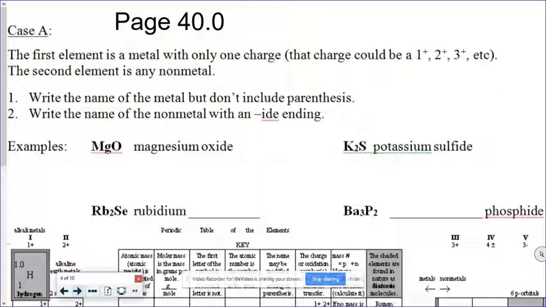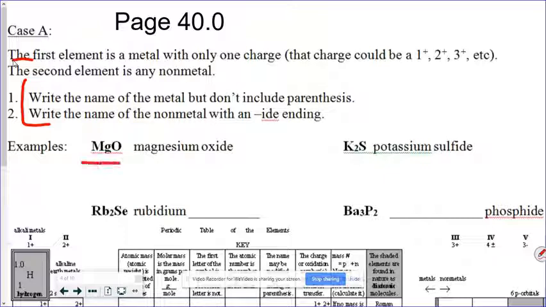So on page 40, we got some different cases. Actually, we've learned how to do these already earlier on, but if you were not here for that lab or activity, then we'll go through this anyways. It says up on the top, case A, the first element is a metal with only one charge, and the second element is a non-metal. It tells us right here what we're going to do. We're going to write the name of the metal, but don't include a parentheses. And then we're going to write the non-metal with an "-ide" ending.